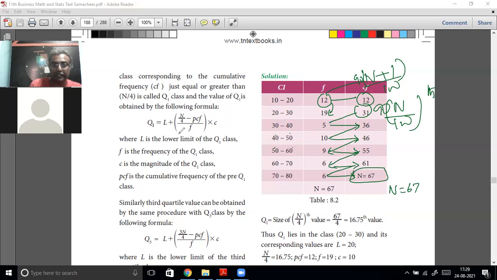You should use only n by 4. Remember, you should use only n by 4. Then another thing is the previous cumulative frequency.